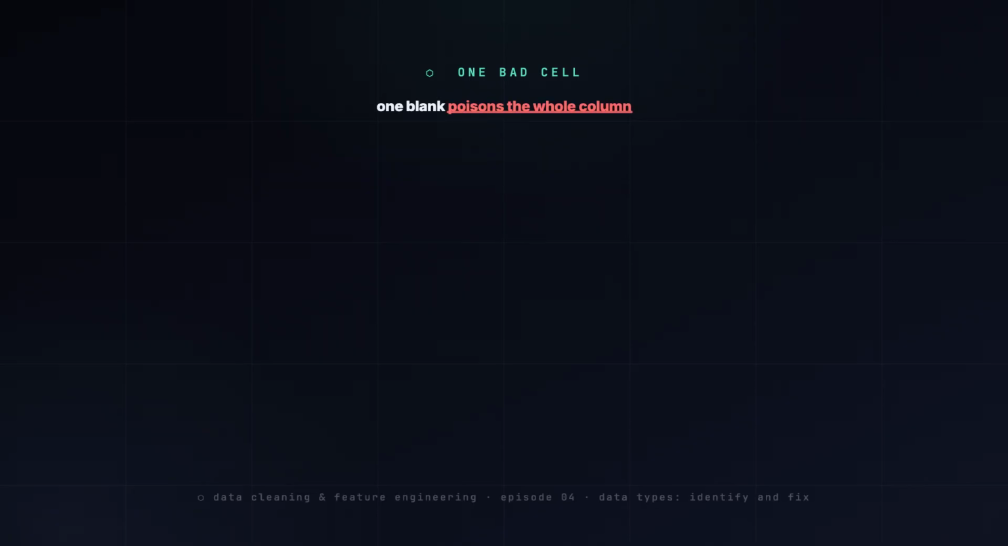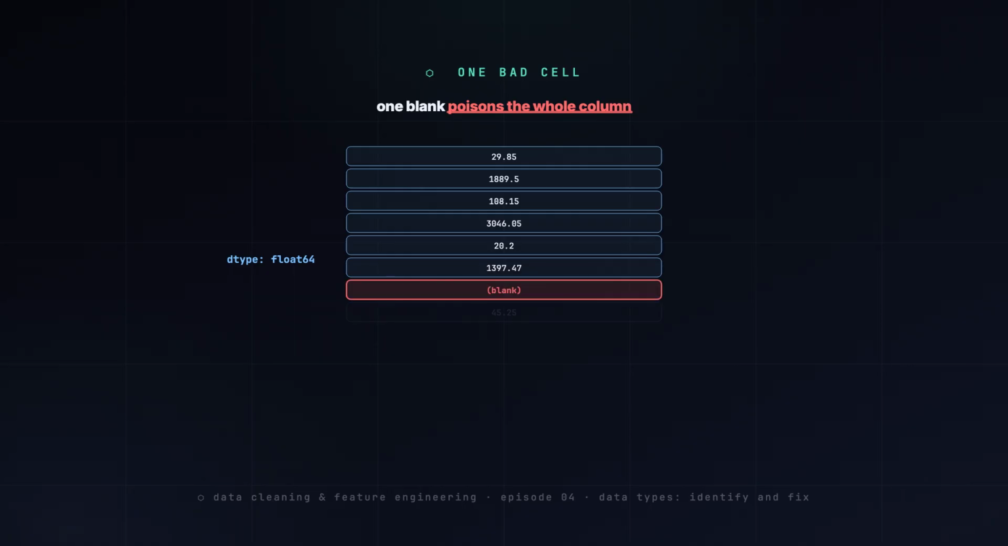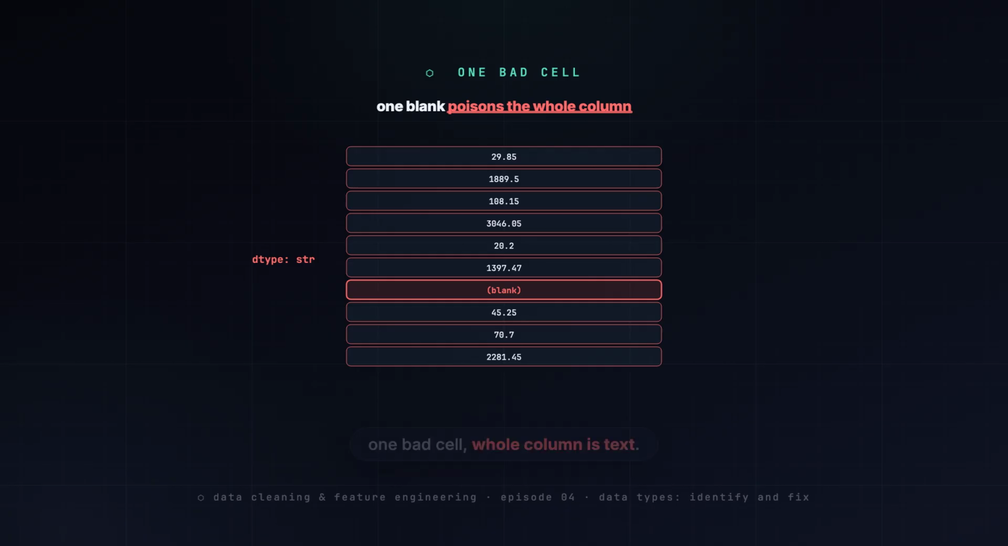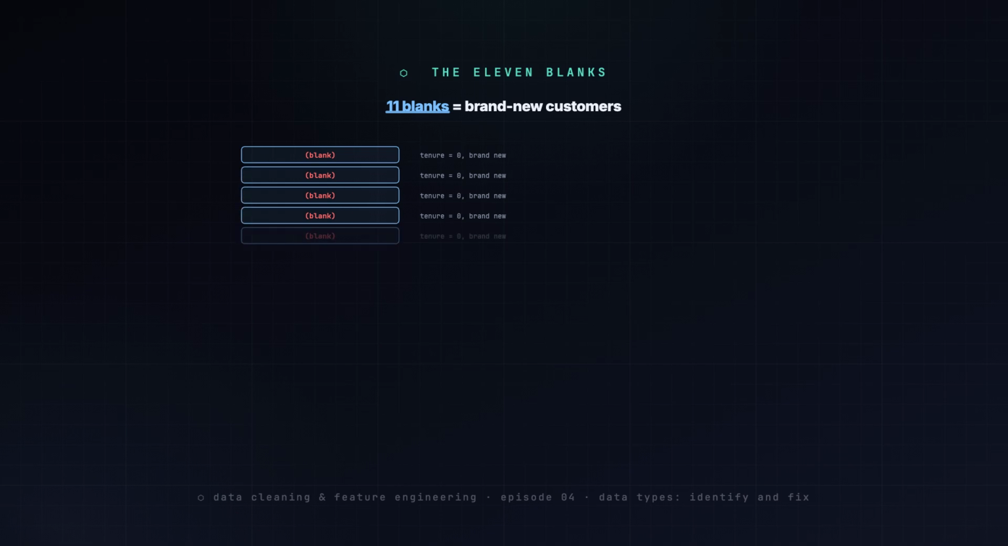Why is the charges column stored as text at all? Because of a rule that surprises people. One bad cell poisons the entire column. If even a single value is not a clean number, Pandas reads the whole column as text. And here there are exactly 11 bad cells, but they are not garbage, they are blanks.